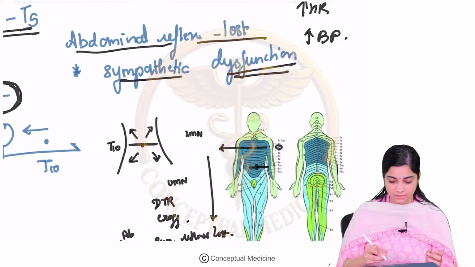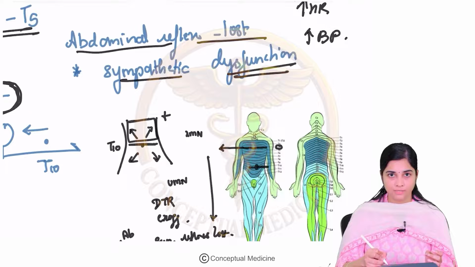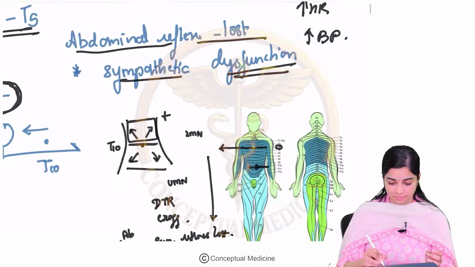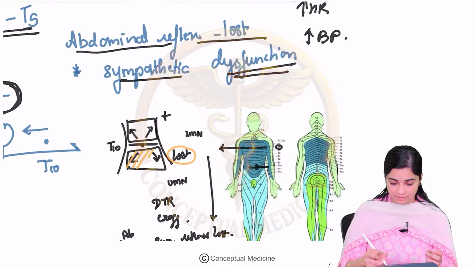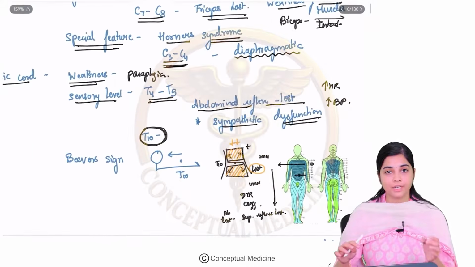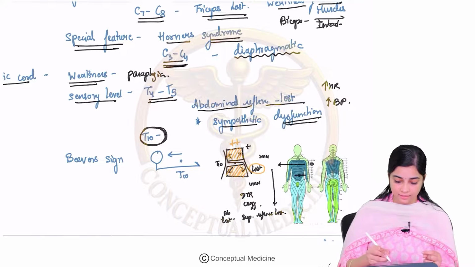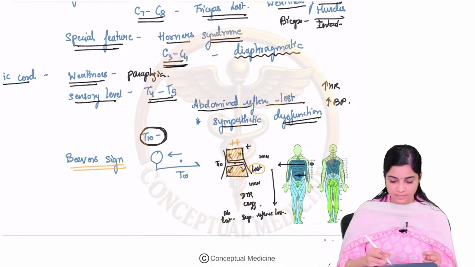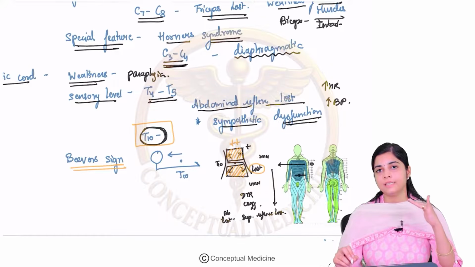If the lesion is here, this part of the abdominal reflex will be present, and this part of the abdominal reflex will be lost because below the level of lesion, superficial reflexes are lost. So, this lower part is lost, and the upper part is present. Okay. So, this differential portion of your abdominal reflex is a very, very important sign which we call Beevor's sign, which indicates that the level of lesion of the spinal cord is at your T10 level.